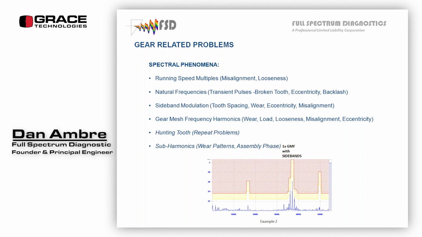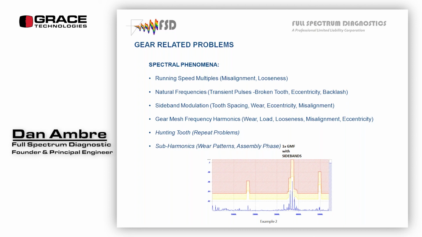So what are we going to see in the spectrum? We're going to see running speed multiples of gear meshing and rotational speed of the shafts. There can be any type of normal misalignment and looseness that you'd see in any system. We might see natural frequencies poke up in gearboxes that have broken tooth problems or eccentricity or backlash problems.